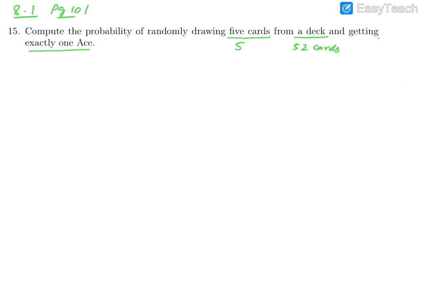4 cards are others, but we need only 1 ace. So out of 4 aces, we need only 1 ace. 1 ace should be there, and 4 cards should be other cards. Any other cards, but 1 should be an ace. So this probability we have to find out: the probability of exactly 1 ace out of 5 cards.